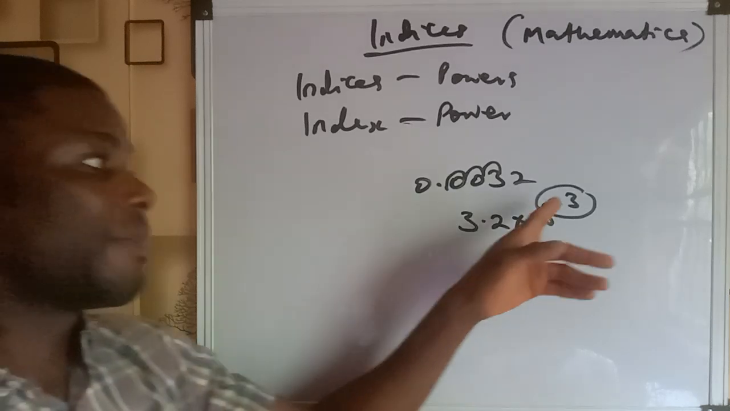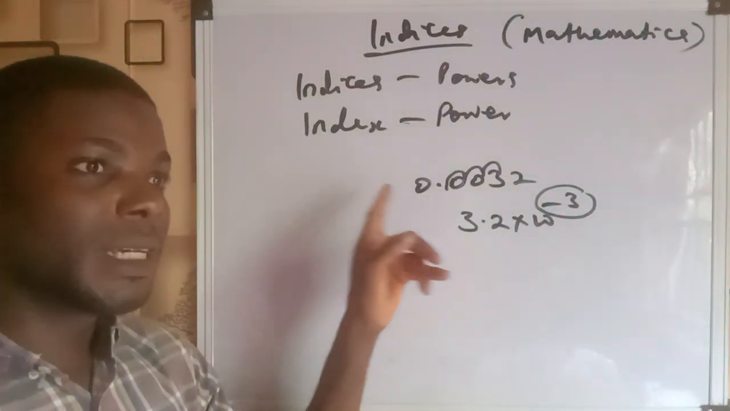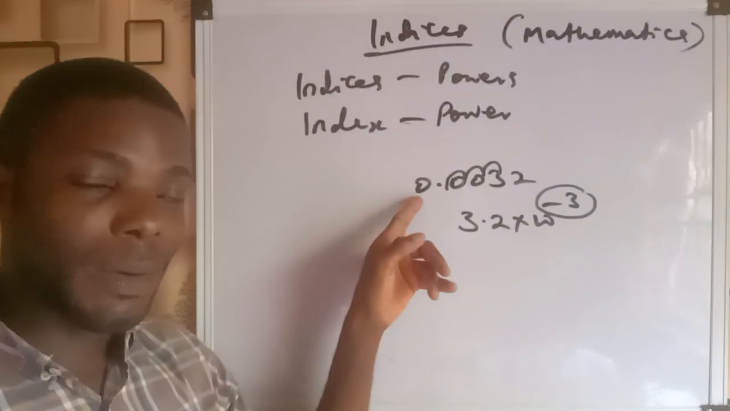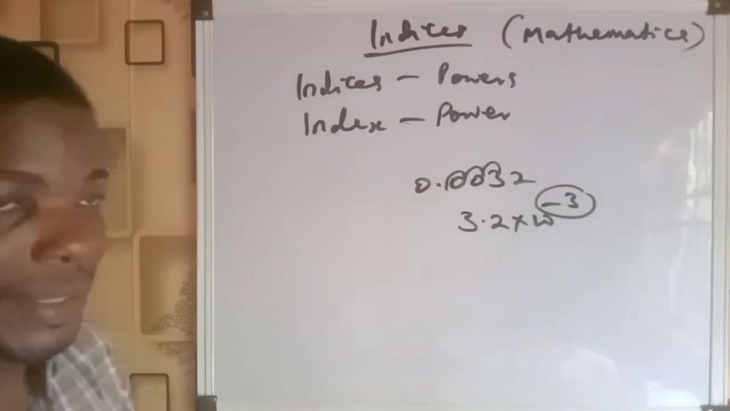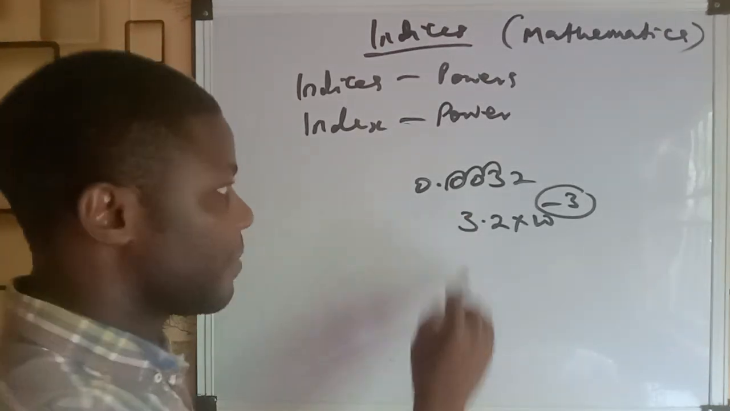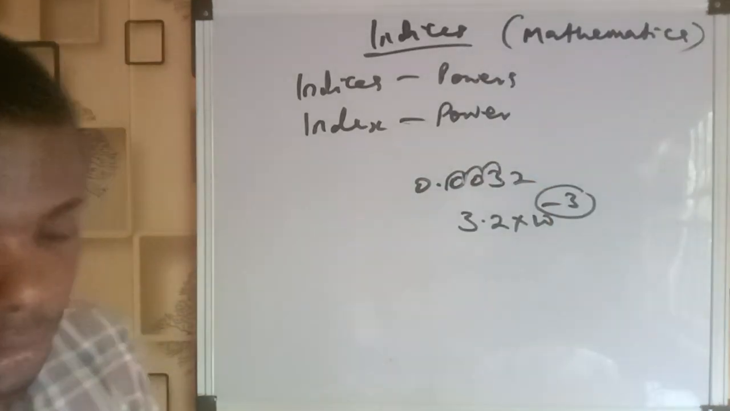Of course, it has a minus, and I'm sure you are aware that it has a minus because the value is less than 1. Any value that is less than 1, the power is always minus something. In this case, it's minus 3 because you started counting from here 1, 2, 3, and you stop here. That's great.